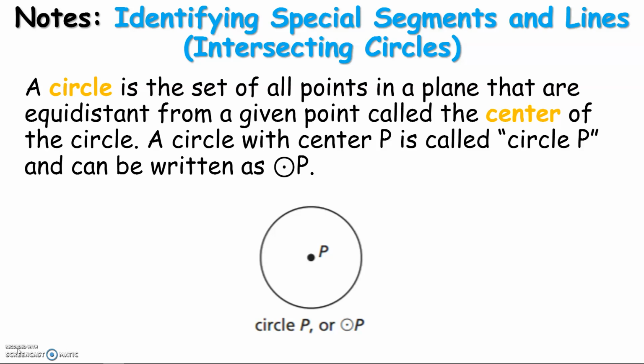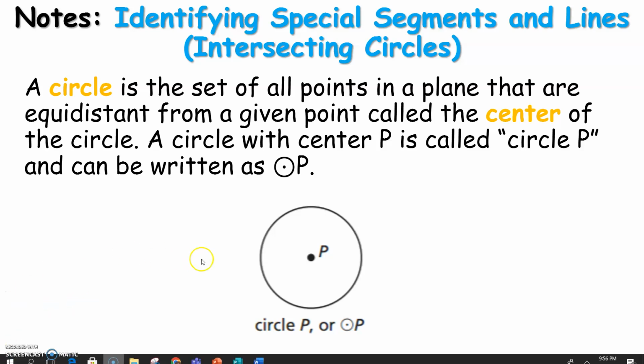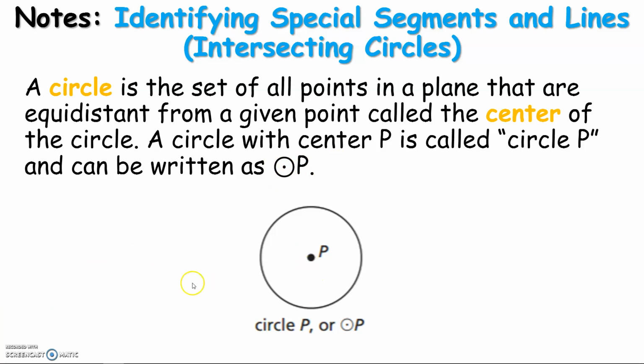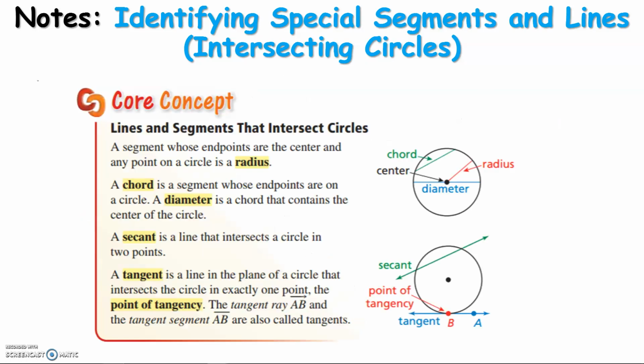A circle with center P is called circle P and can be written as circle P, or with a little circle and a dot inside P. There are a few other definitions that we need to introduce today in order to make sense of this chapter. The first of which is the radius. A radius is defined as a segment whose endpoints are the center and any point on the circle.